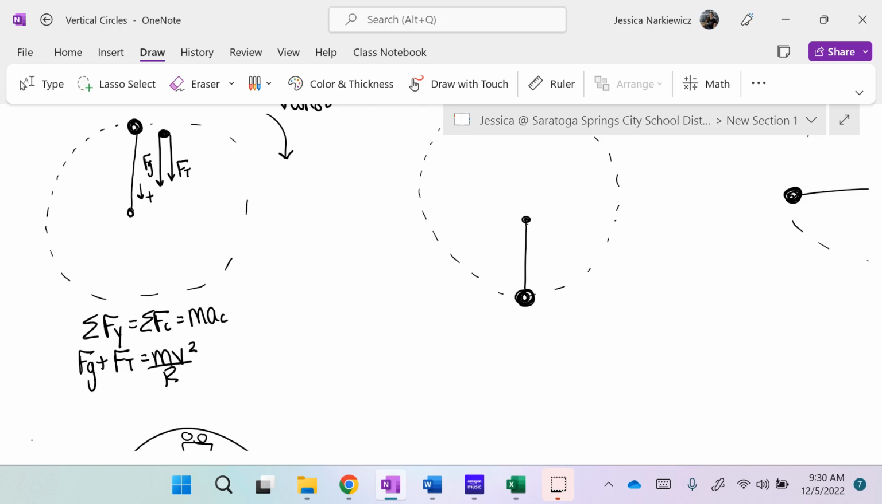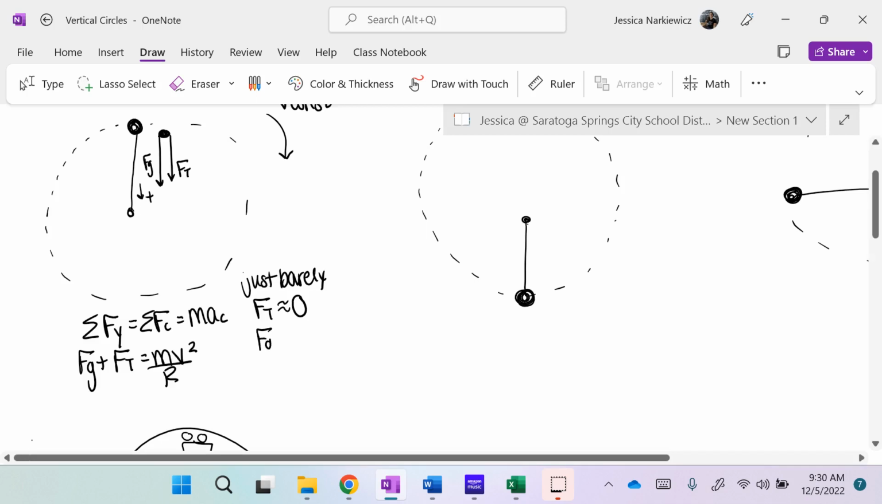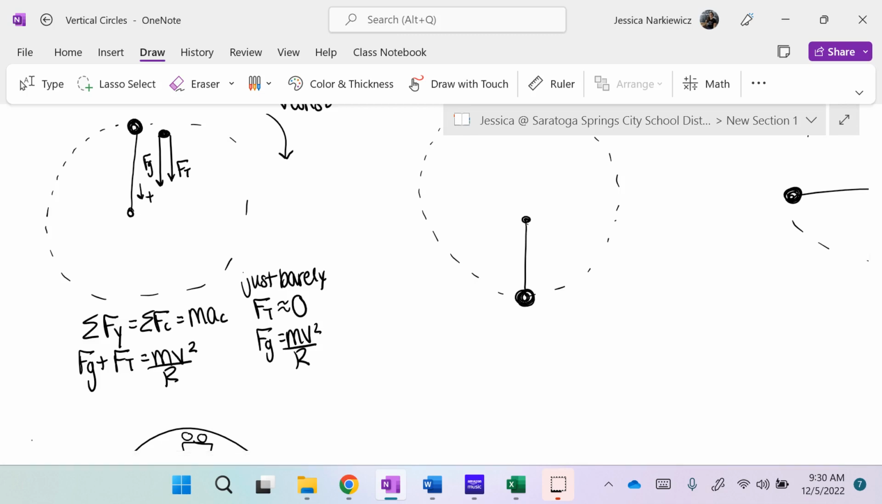Now, if the object is just barely making it around, the tension force is going to be approximately 0. So the force of gravity then becomes completely responsible for our centripetal force. And we can just barely make it around at the top.